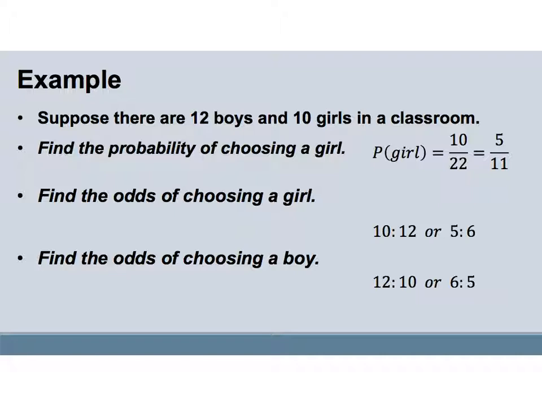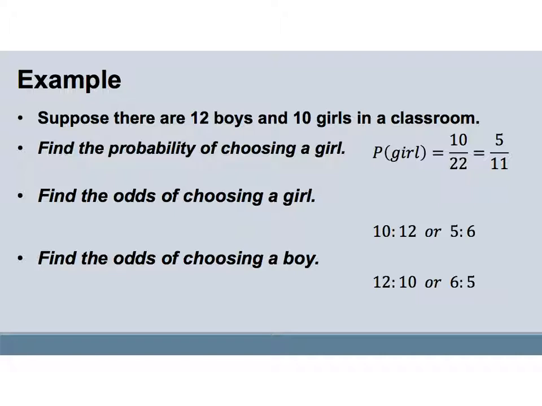But see, there were 10 girls and 12 not girls. So since I was choosing a girl, I put the girls first and then the not girls or the boys second. If I wanted the odds of choosing a boy, I'd do it the other way. I'd put the 12 first and then the 10, it'd be 6 to 5. But see how odds are part to part, where probability is part to whole.